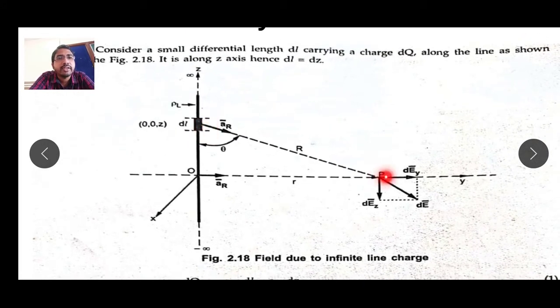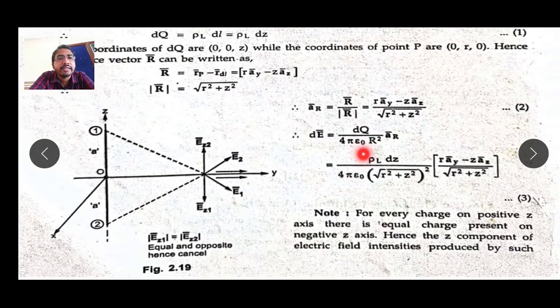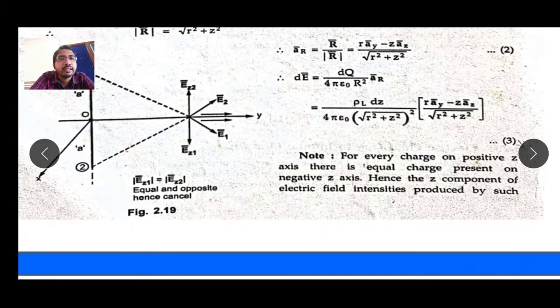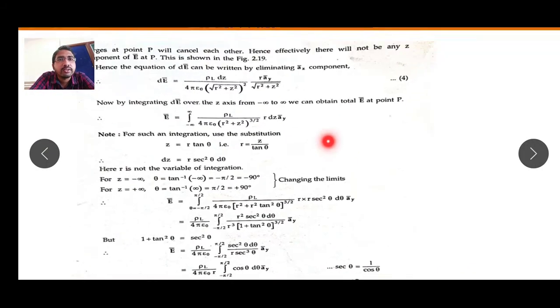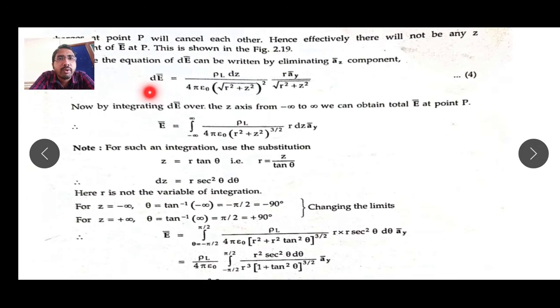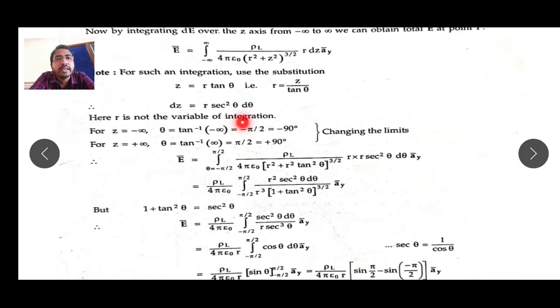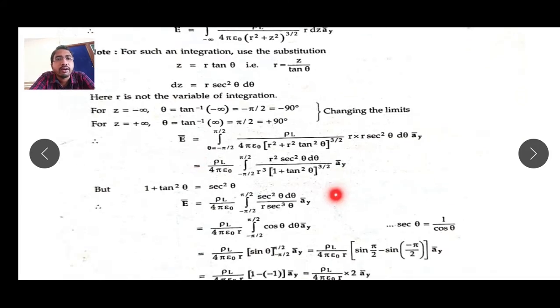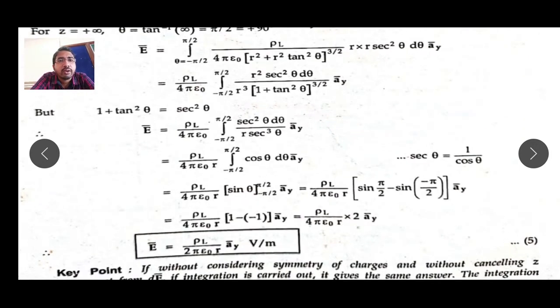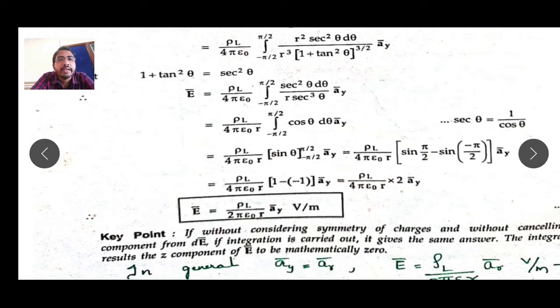But I want the electric field at this point due to the entire length. So if you integrate this dE, you will get the total electric field intensity. dE is only a small portion. If you integrate it from minus infinity to infinity, because it is an infinite line charge, we will get the total electric field intensity. On simplifying this, we get the total electric field intensity due to an infinite line charge as rho L by 2 pi epsilon naught R into AY bar volts per meter.